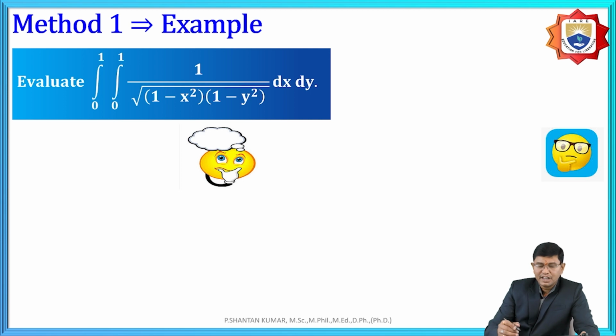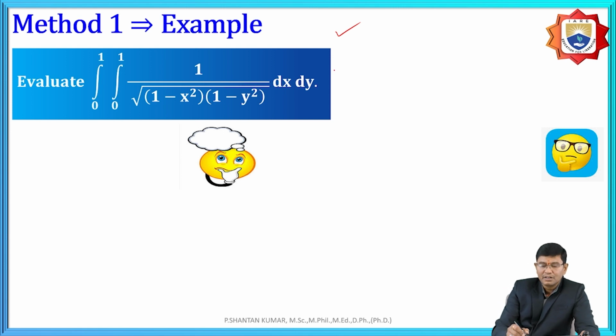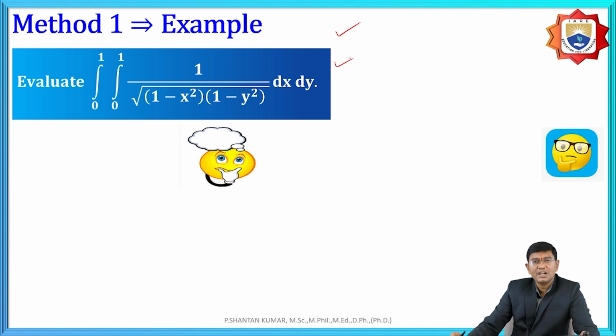Now we need to observe another one: the double integration from 0 to 1, 0 to 1, of 1 by under root of 1 minus x square into 1 minus y square, dx dy. Here also, the problem is based on the double integration with respect to x and also y, with the limits 0 to 1 and 0 to 1.